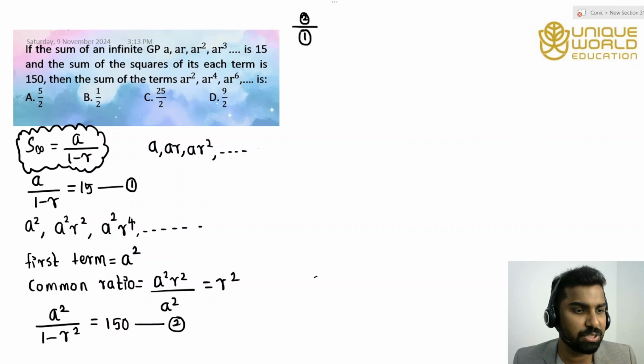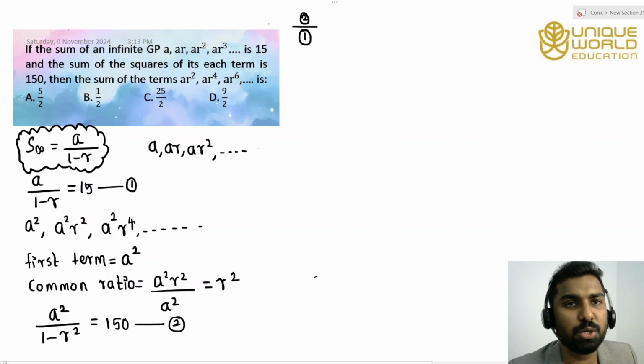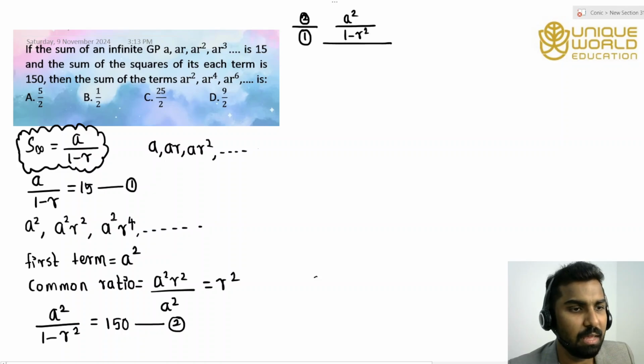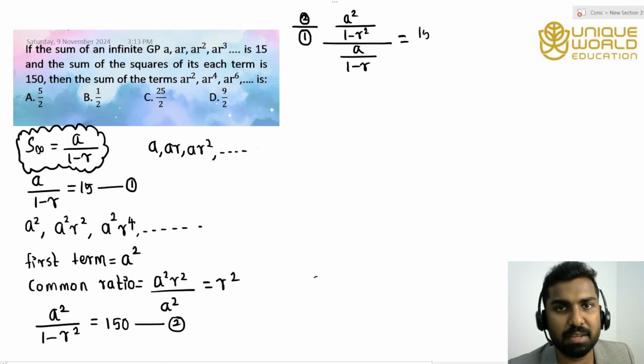Equation 2 LHS I have A square divided by 1 minus R square, divided by, in the first equation LHS, A divided by 1 minus R, that will be equal to 150 divided by 15. Here one A I can cancel, A and A I can cancel, and that's all. Okay, so 1 minus R square, if you want, I can simplify.